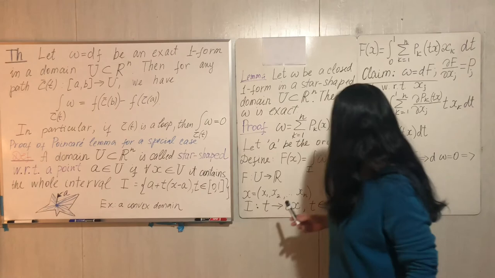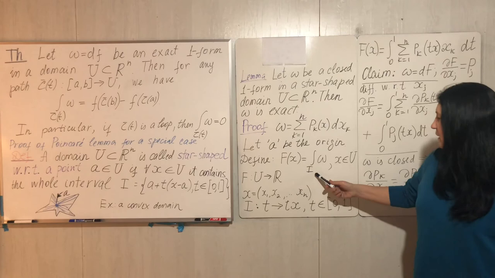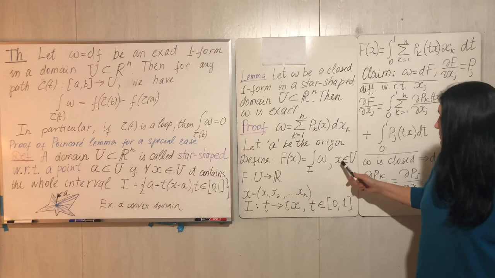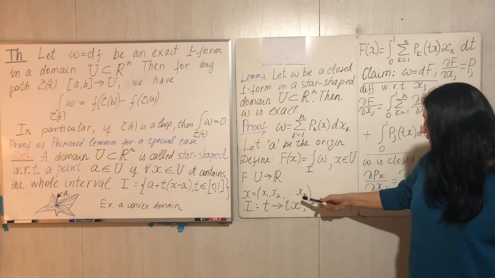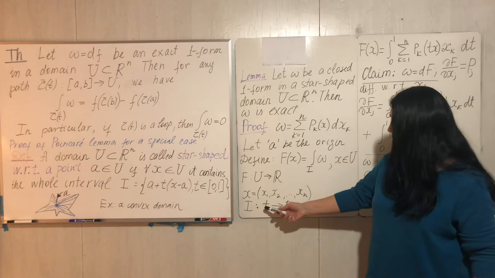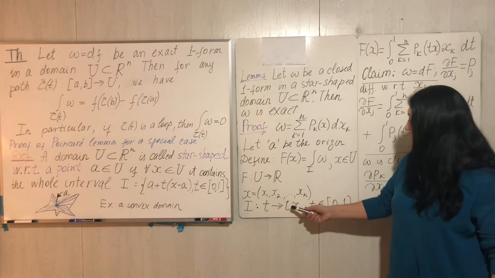And let's consider the following function, f of x, the integral along our line from the origin to x. And x belongs to this domain in Rn, so x is a vector that has n components, and I here is the segment of line joining the origin with the point x. When t is 0, then we are at the origin. When t equals 1, we are at the point x. And so we're considering this.